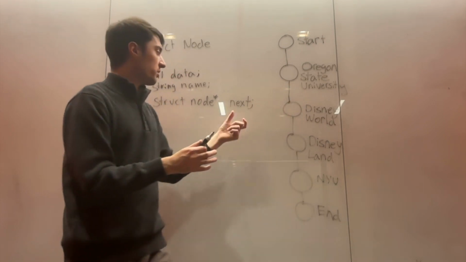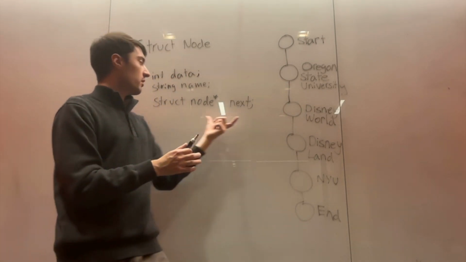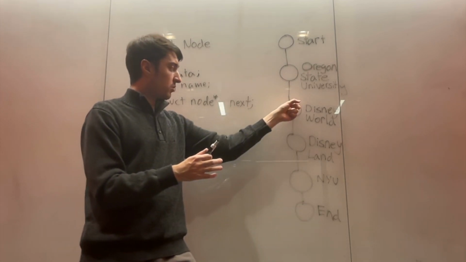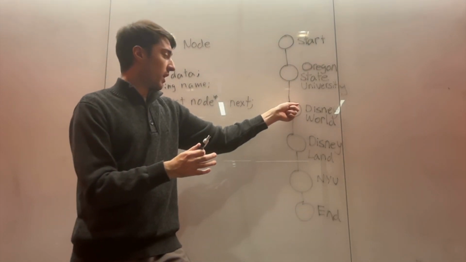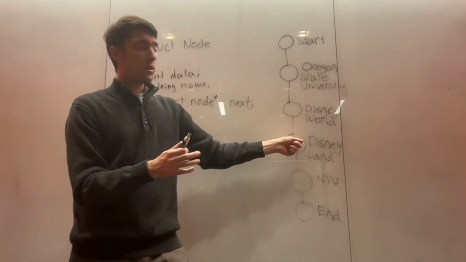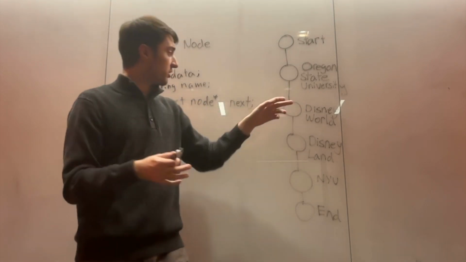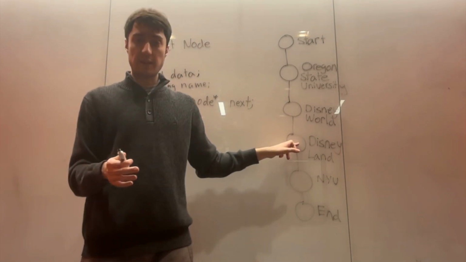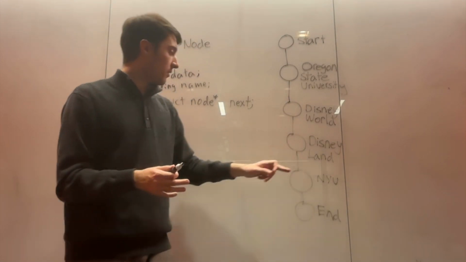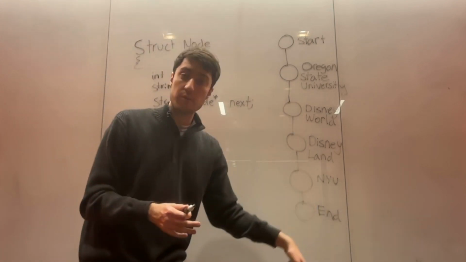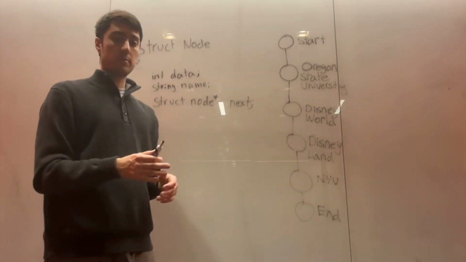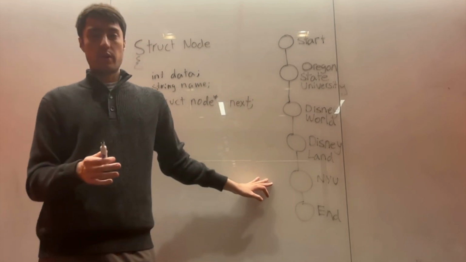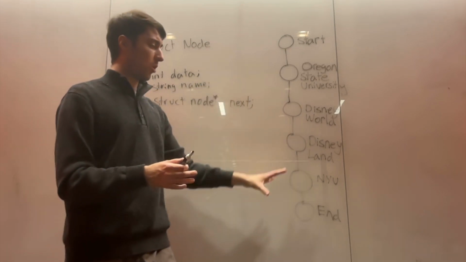Then Disney World is also going to have a pointer, and it is going to store the address of Disneyland. So from Disney World, we can just get on the Disney World train, and that train is going to take us down to Disneyland. Okay? Then you can just go down the list until you hit the end. So that is the basic idea of how a linked list works.